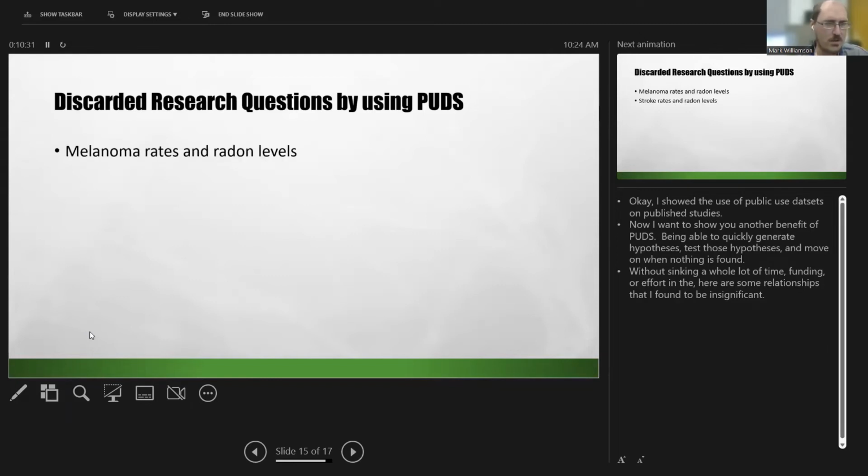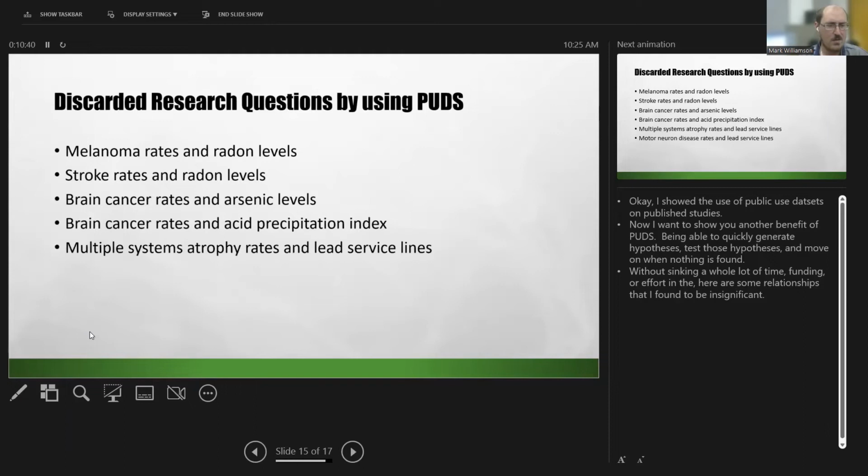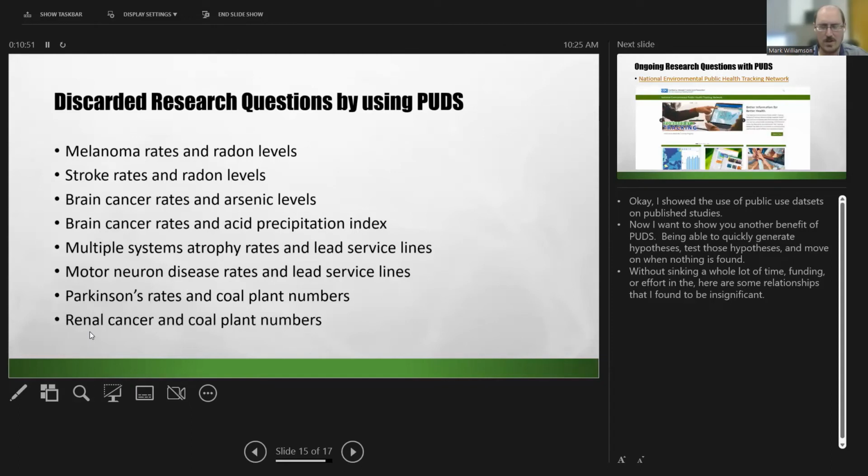So I looked at melanoma rates and radon levels, stroke rates and radon levels, brain cancer and arsenic, brain cancer and the acid precipitation index, multiple system atrophy rates and lead surface lines. So that's another neurological disease, motor neuron disease in lead surface lines, as well as Parkinson's and coal plant numbers and renal cancer and coal plant numbers.